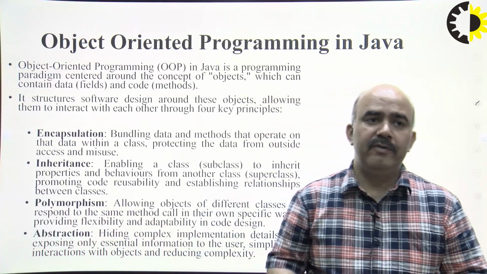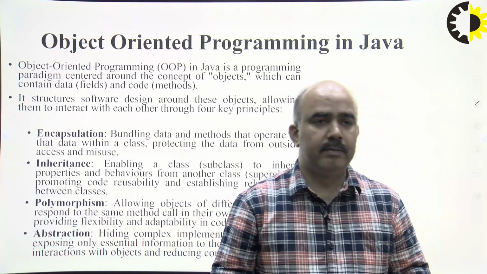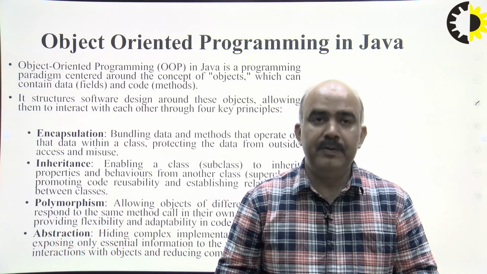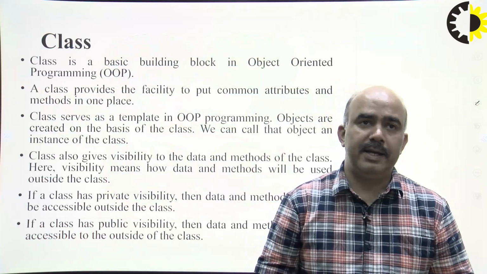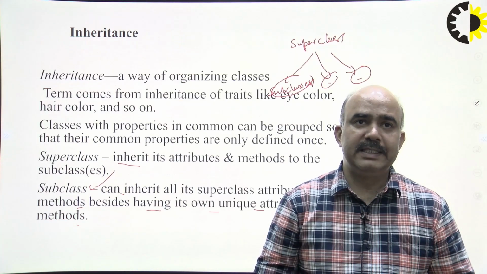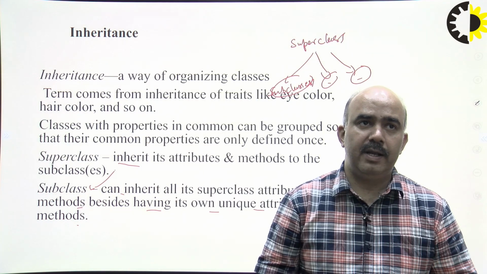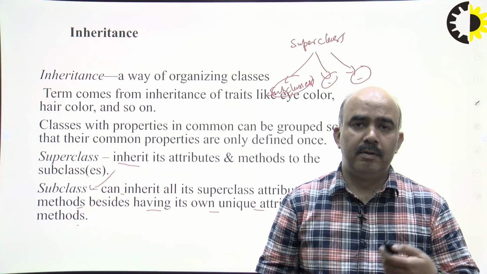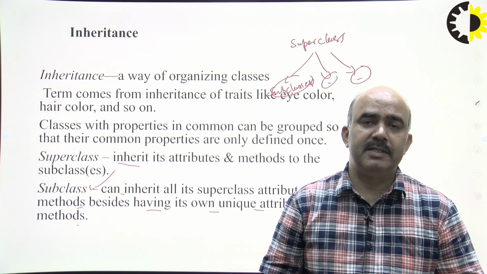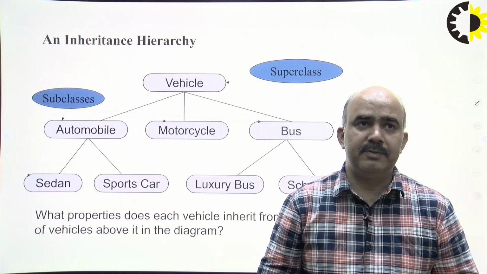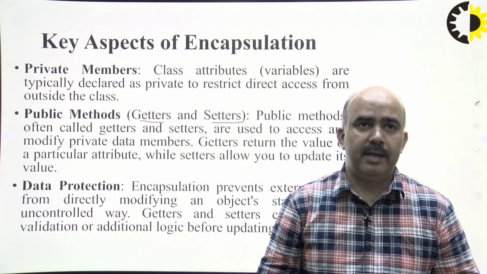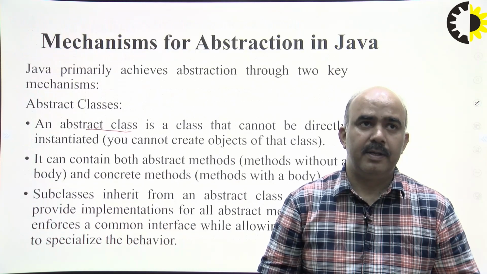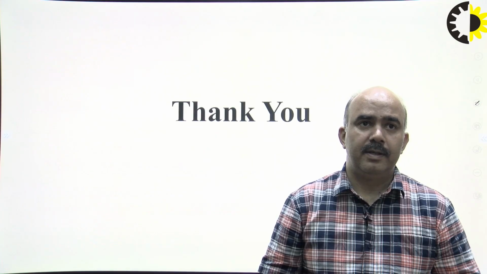Then we have different concepts in object-oriented programming in Java, which will be discussed later on. So this is object-oriented programming in which we discussed what a class is, what objects are, and what the principles are, which we have discussed: encapsulation, inheritance, abstraction, and hierarchical concepts, polymorphism. Thank you.